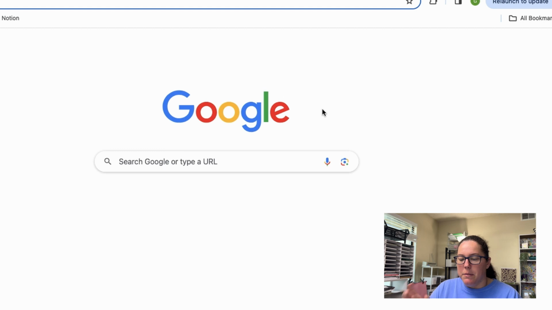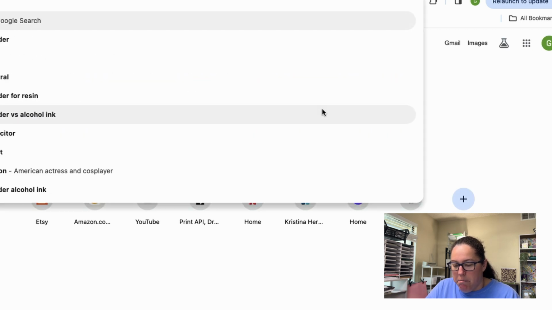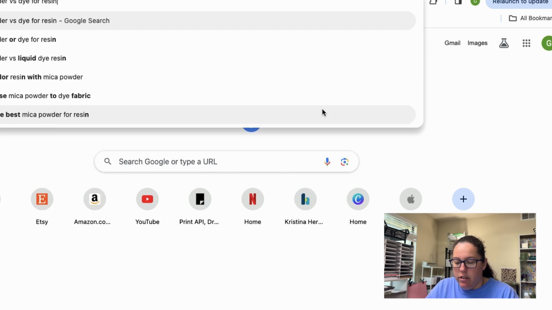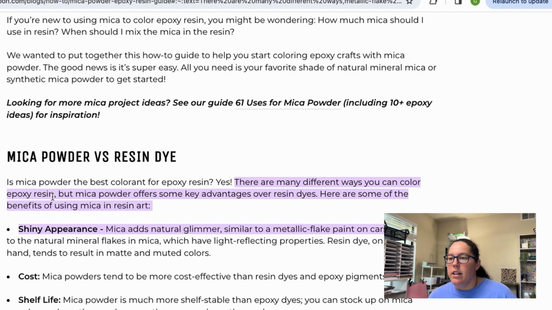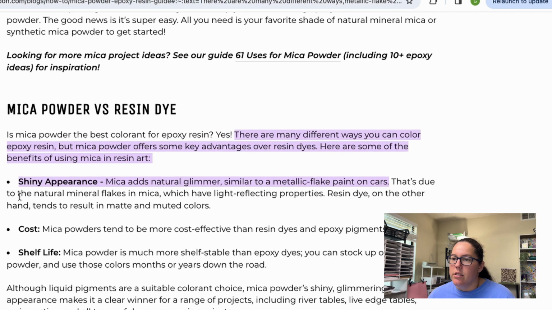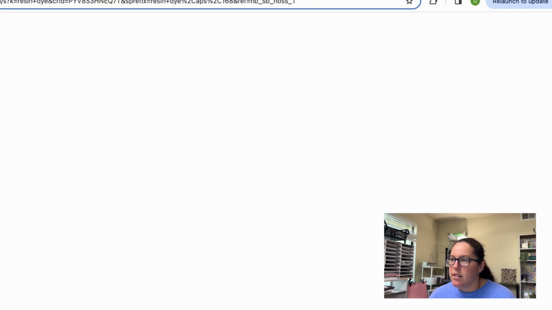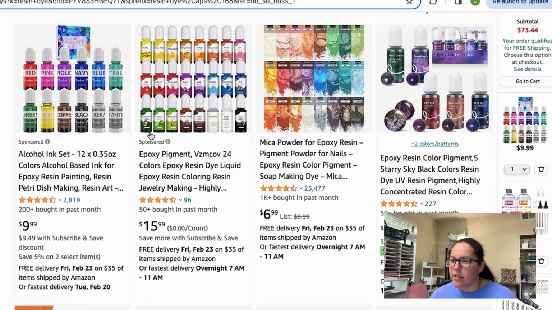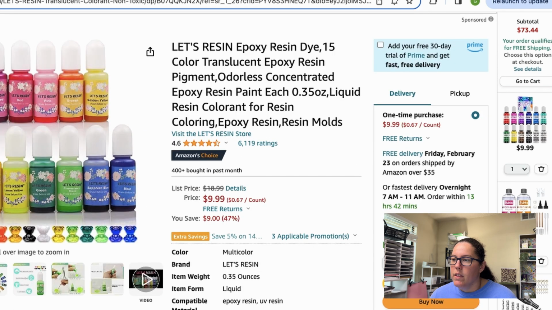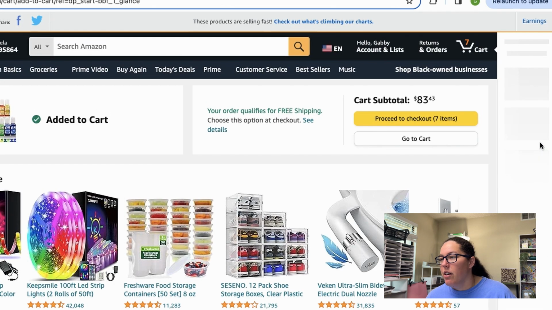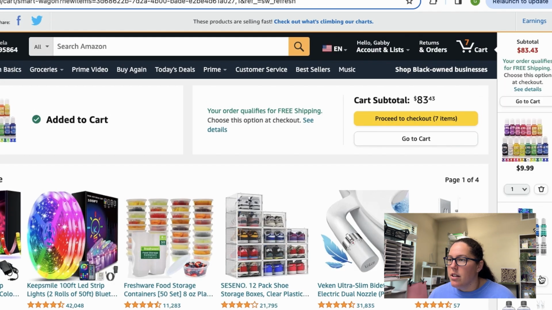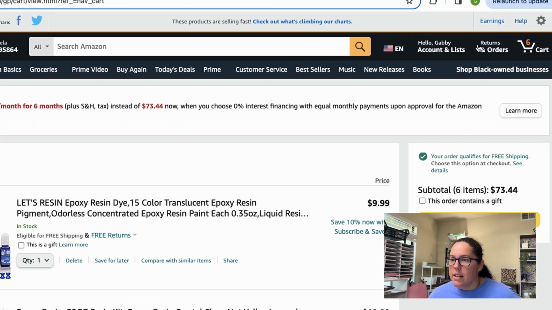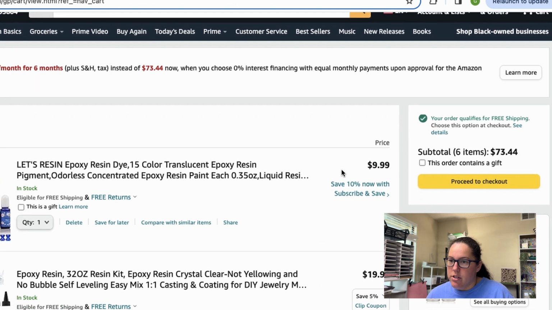And let me look up, and this is not a part of research, mica powder versus dye for resin. Okay, and then I might look into mica powder because it gives a shiny appearance, but I'll stick with dye for right now. That one, again, I don't know. So I'll just add that one, and I'll take the other set out. But yeah, that's how I will do research.